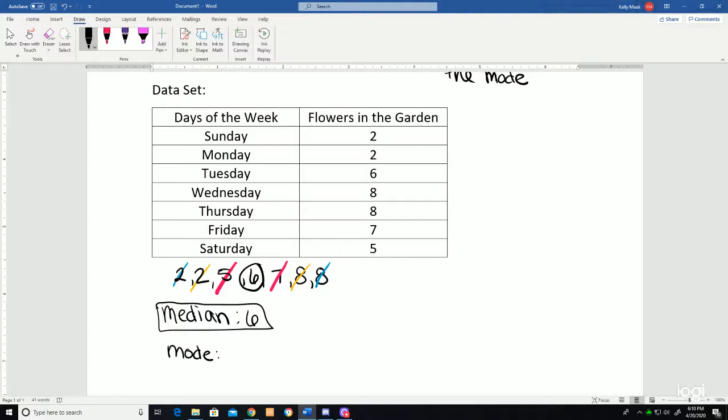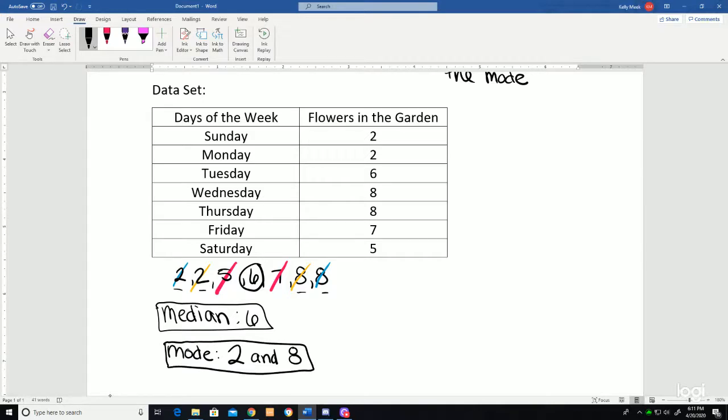And so like I mentioned before, you can actually have 2 modes. All right, if a number appears the same amount of times, both of those can be the mode. So our mode here on this one is going to be 2, and it's also going to be 8 because there's 2 2s and there's also 2 8s. So those numbers appear the same amount of times, and they appear more than the other numbers. So the mode is going to be 2 and 8. So we have 2 modes for this one.